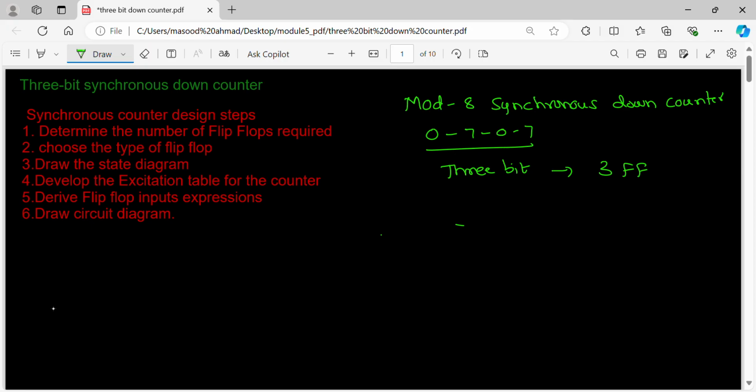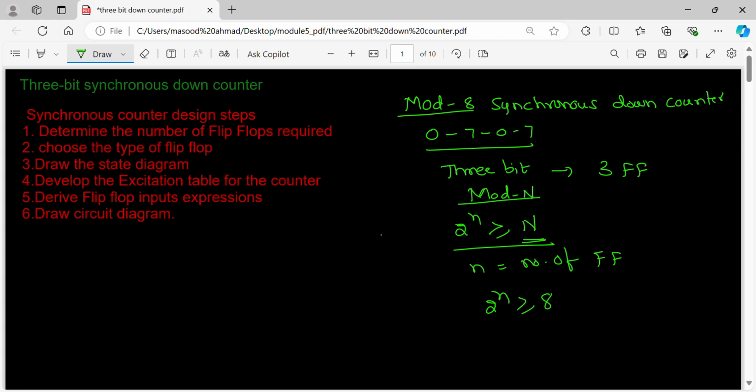What is the general formula? 2 power n should be greater than or equal to N, where capital N is the mod value. To design a mod N synchronous counter, we need to satisfy this condition, where n is the number of flip-flops. In our case N is 8. So 2 power n should be greater than or equal to 8.